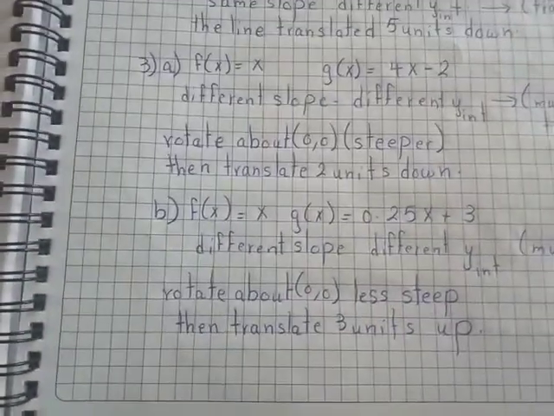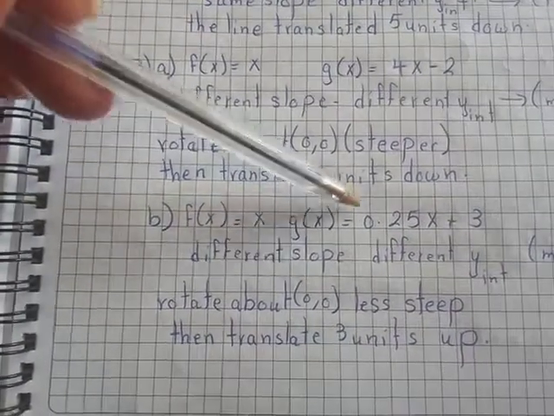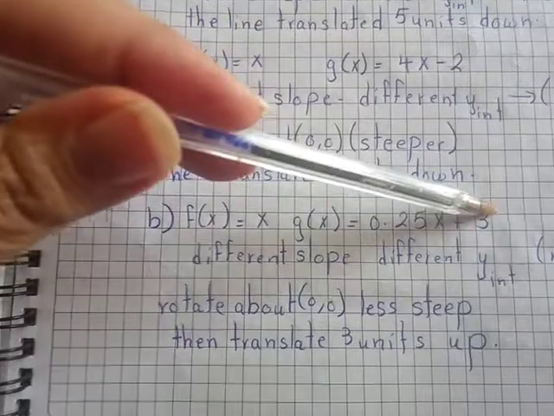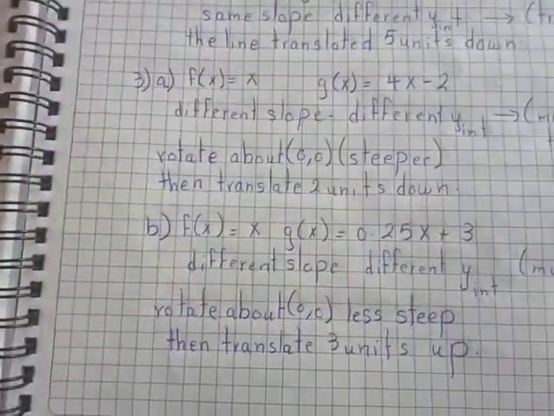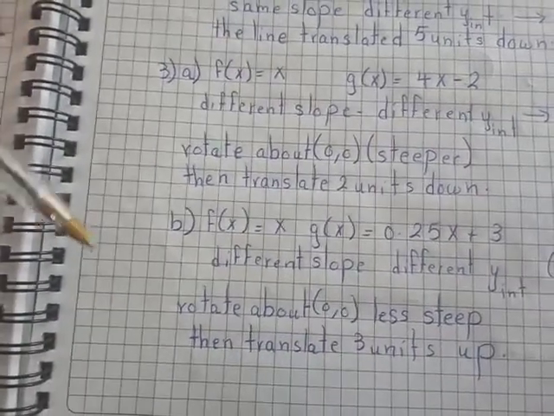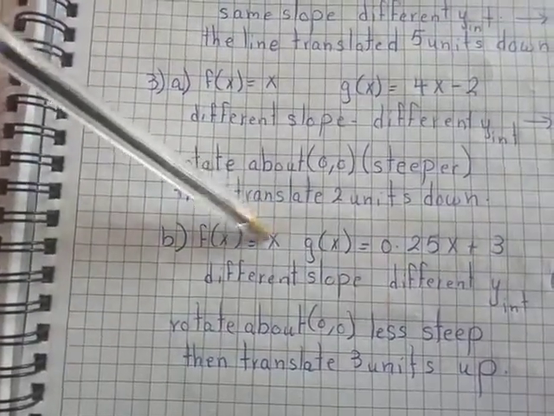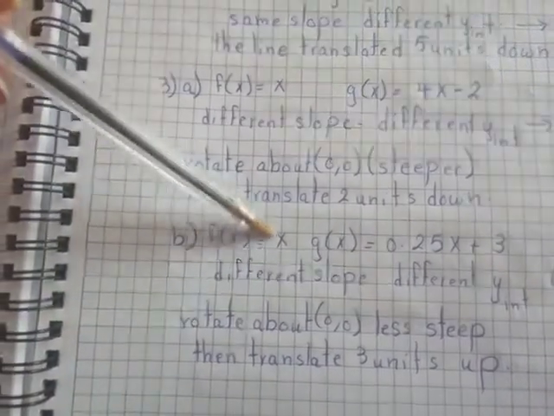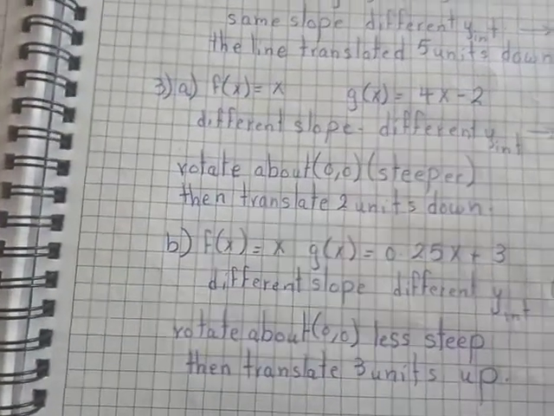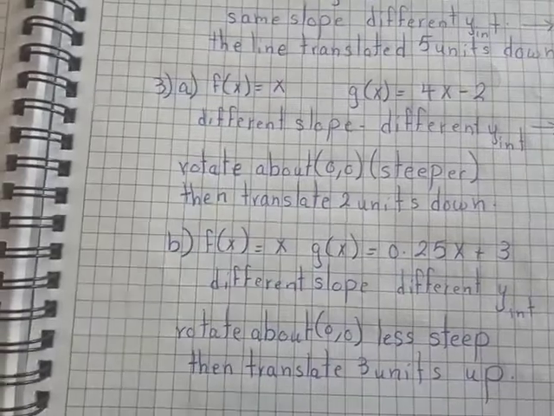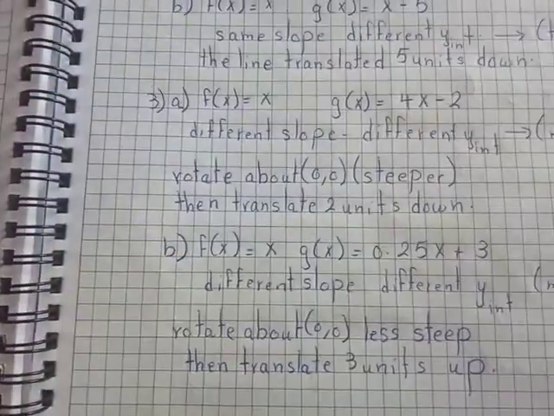Okay, B, f(x) equals x and g(x) equals 0.25x plus 3. Different slope and different y-intercept, so it's multiple transformations. Rotate about (0, 0), and the line becomes less steep, because the slope here is 1 and becomes 0.25, so the slope becomes less, so the line becomes less steep. And then translate 3 units up.